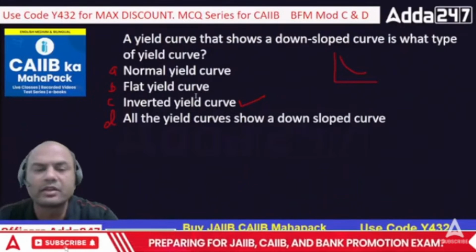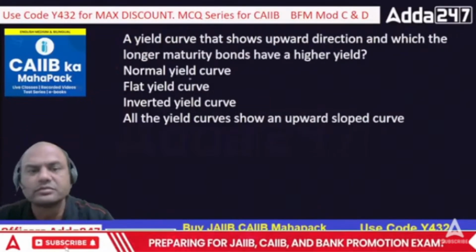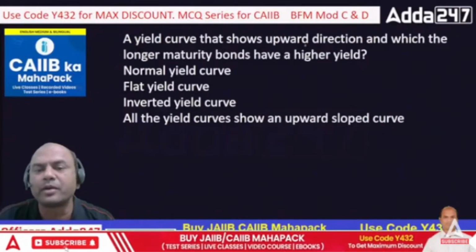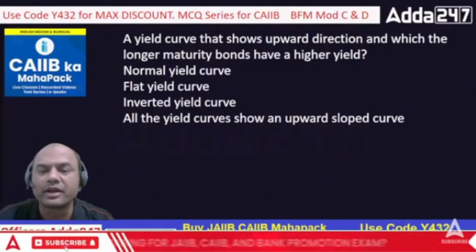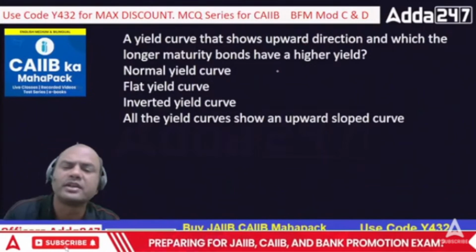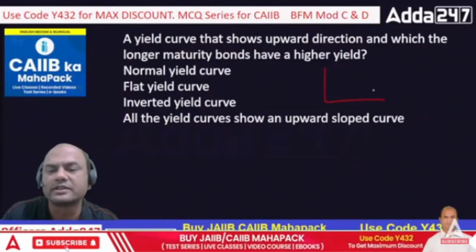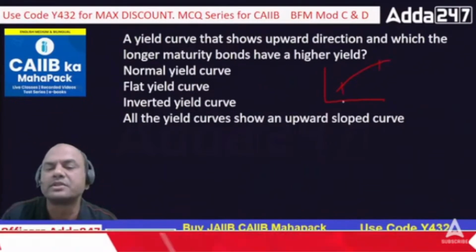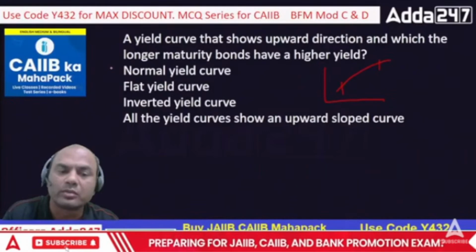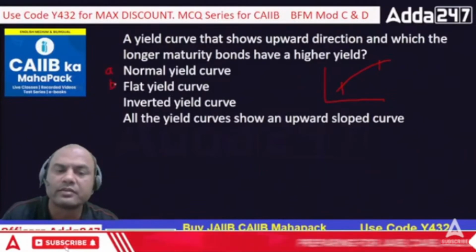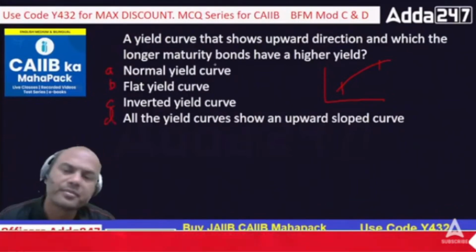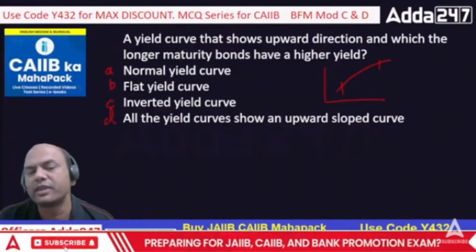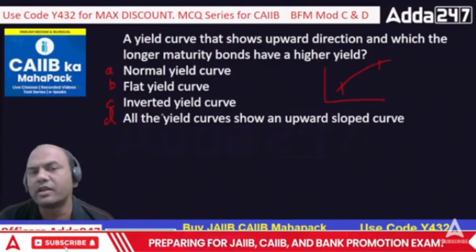Hold on. Let me bring in the options. A yield curve that shows upward direction, in which the long-term maturity bonds will have higher yield, means it will show a high upward direction like this. Long-term maturity will have higher returns than the short-term maturity. So that is called as what? Normal yield curve, flat yield curve, inverted, or all of these?